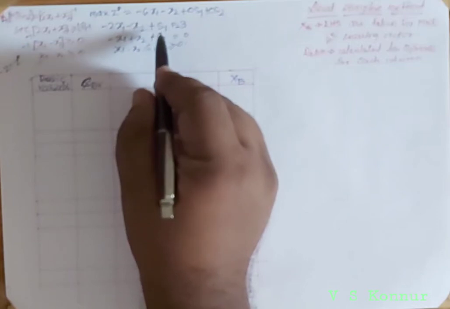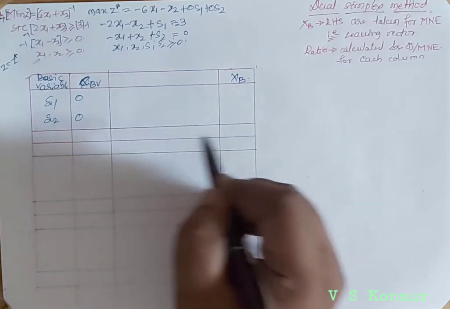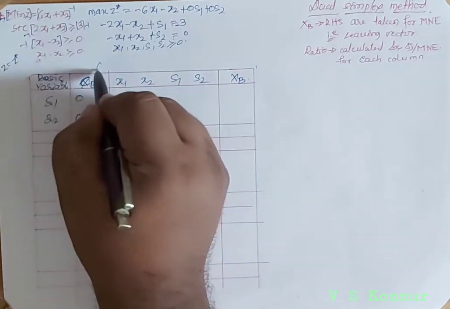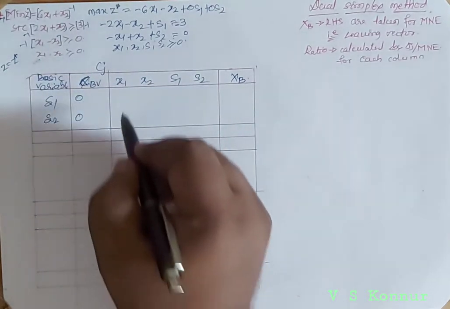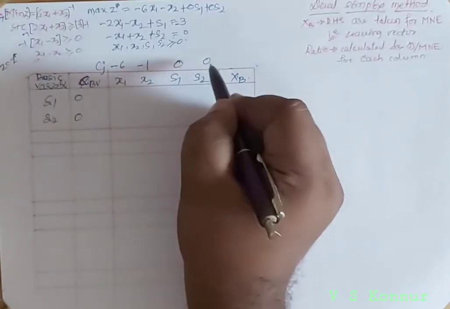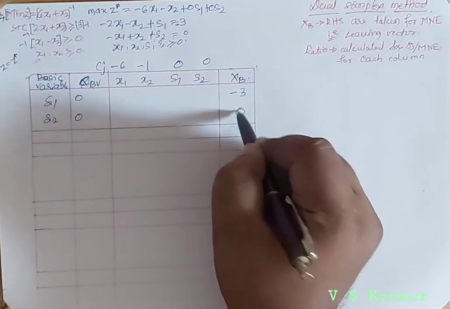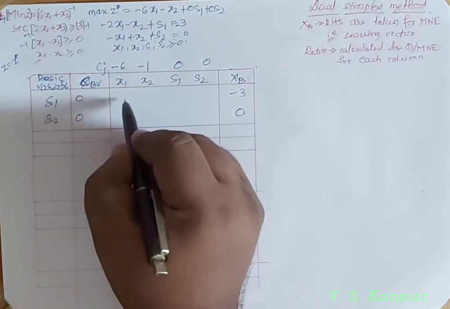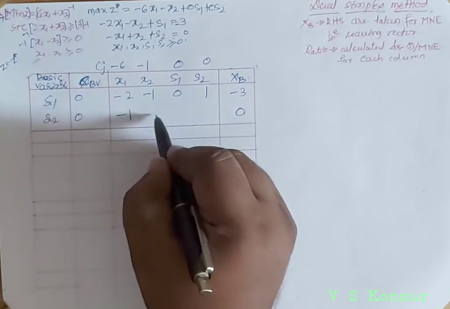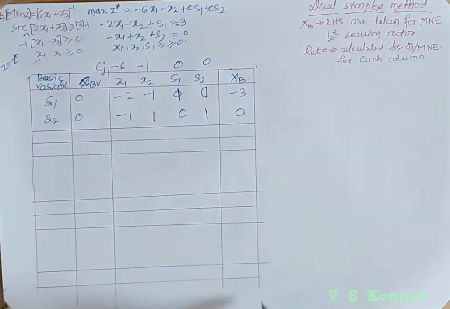The basic variables for the first constraint and second constraint are S1 and S2, having 0 as coefficient in the objective function. Now X1, X2, S1, S2 are the variables. Now the Cj's are nothing but -6, -1, 0, 0. Now XB is nothing but the right hand side: -3, 0. We'll take the first constraint: -2, -1, 1, 0, and the second: -1, 1, 0, 1.